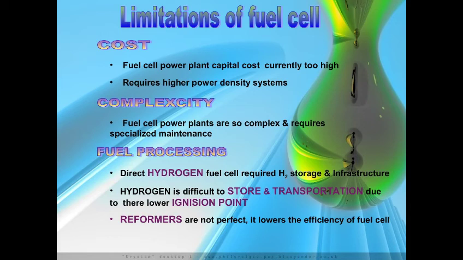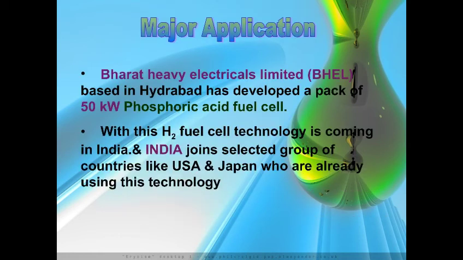Direct hydrogen fuel cells require hydrogen storage and infrastructure. We know that it is very difficult to store and transport because it has a lower ignition point. Reformers are not perfect. It lowers the efficiency of fuel cell. But overall, after overcoming these limitations, it is having major applications.